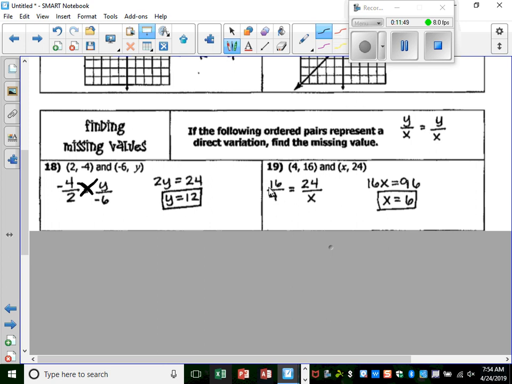Okay, y value over x value, number 19. So we got 16 over 4 equals y value over x value, 25 over x. Okay, then we're going to cross and multiply. Cross this way, I get 16x. Cross this way, I get 96. Divide both sides by 16, x equals 6.